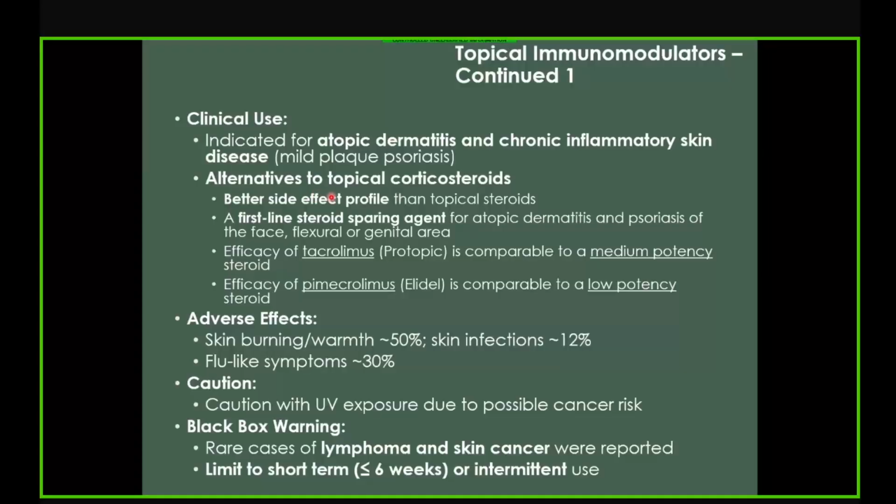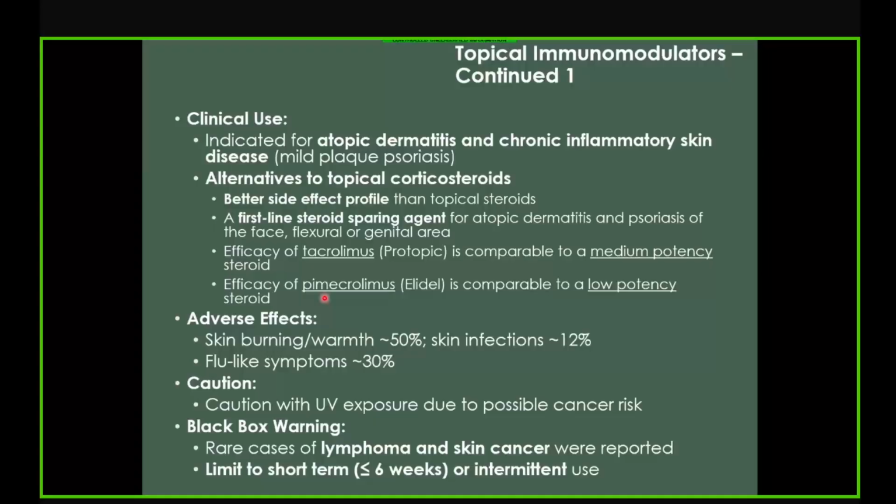So if I can spare them the long-term effects of steroids, more on that next lecture, then I am having a good benefit in my patient, right? So that's where you see this better side effect profile and why we call it the first line steroid sparing agent. Okay. Looking at your efficacy, when you're comparing either of these to a steroid, tacrolimus is equivalent to a medium potency steroid, whereas pimecrolimus is equivalent to a low potency steroid.